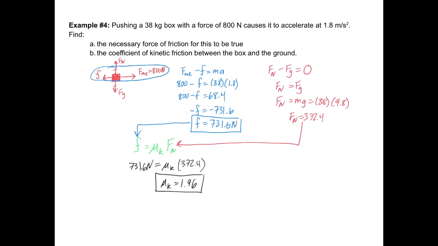All right, that's it. That's all we got. Okay, so hopefully that was helpful. You've seen some friction. You've seen some coefficient of friction. Let's go on to the last question, all right?